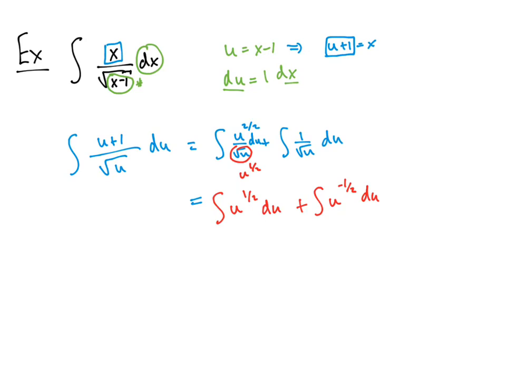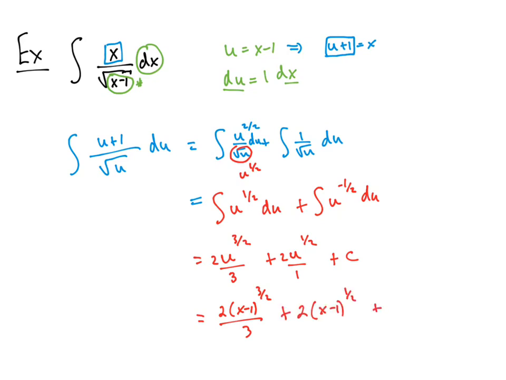Okay, now that we're at this stage, we can go ahead and apply the power rule. So this will be u to the 3/2 divided by 3/2, or divided by 3 multiplied by 2, plus u to the negative 1/2 plus 1, which is going to be 1/2, divided by 1/2, which is the same as dividing by 1, multiplying by 2, plus c. So the last thing we need to do is just substitute back in what we had for u. So this will be 2 times x minus 1 raised to the 3/2 divided by 3, plus 2 times x minus 1 raised to the 1/2, plus c.